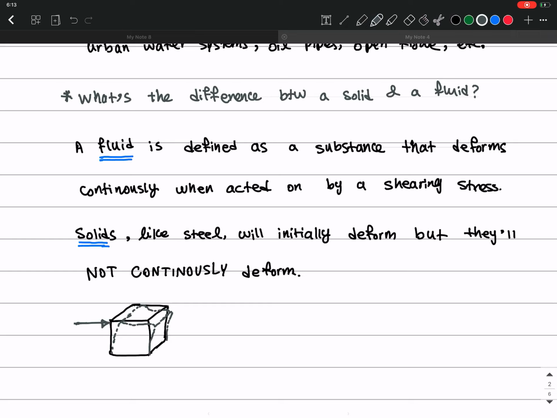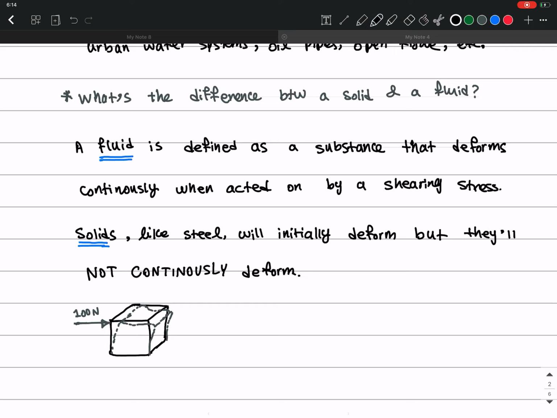But it will not continuously deform. It will just stay there, even with that initial force, okay? Unless you increase the force. If you don't increase the force and you just keep it at a constant value, say for example 100 Newton, it will just deform and then it stops.